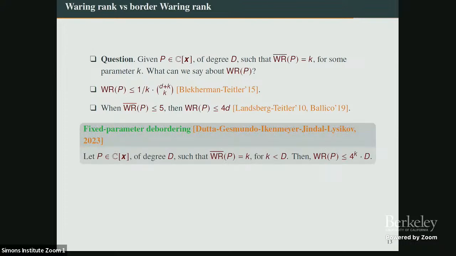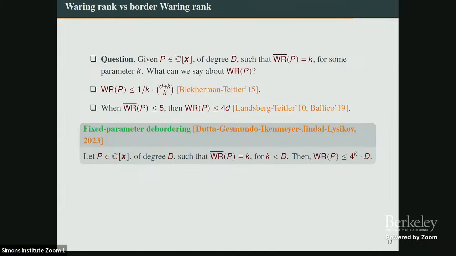But in this work, we show that when border Waring rank is k, then Waring rank is less than or equal to 4 to the k times d. So that means for any constant k, Waring rank is of order d. So this basically generalizes this, and of course this is a huge improvement over the trivial d to the k, because when k is constant, let's say 100, the trivial bound gives d to the 100, but this still gives order d, although the constant is really large.